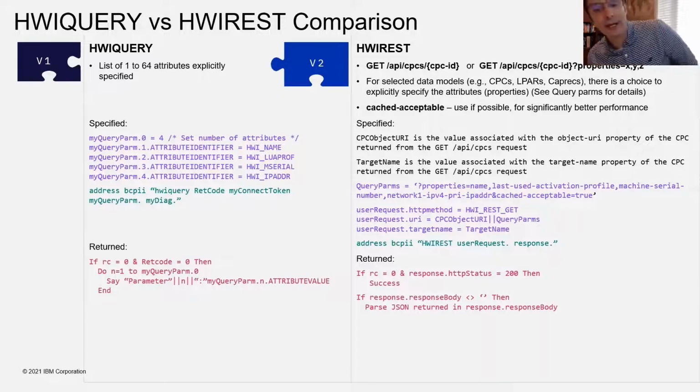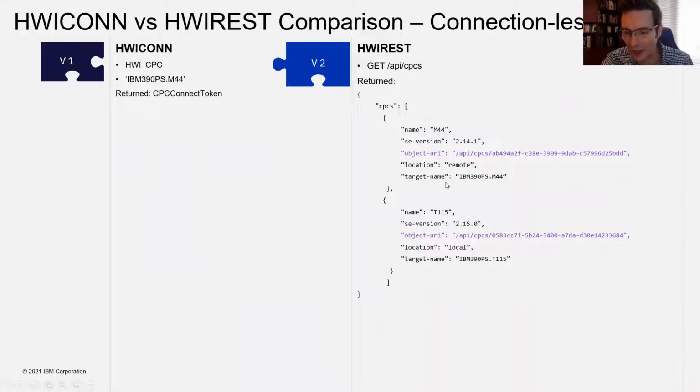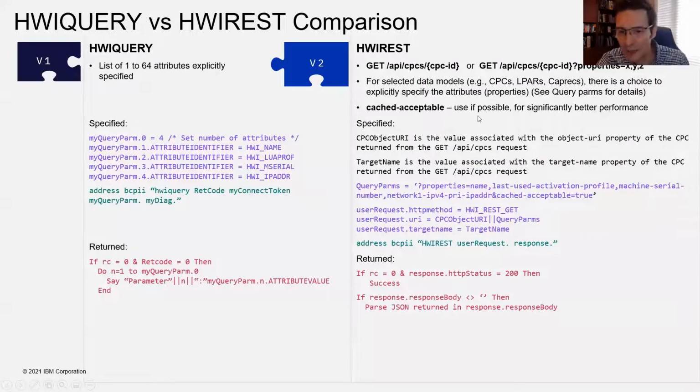So now how do I actually query? Well, in the HWI query service, prior to HWI REST, I would specify a series of attributes in a STEM variable. And in the STEM variable, I would specify hard-coded names, and I would then issue the HWI query service and then check the return code, right? In version 2, I already have that URI for a particular CPC, and I already have that target name that was returned to me. If you go back to the prior slide, you notice that there's both an object URI and a target name. So now when I go back here, I'm just basically going to concatenate to that URI whatever attributes I want to query.